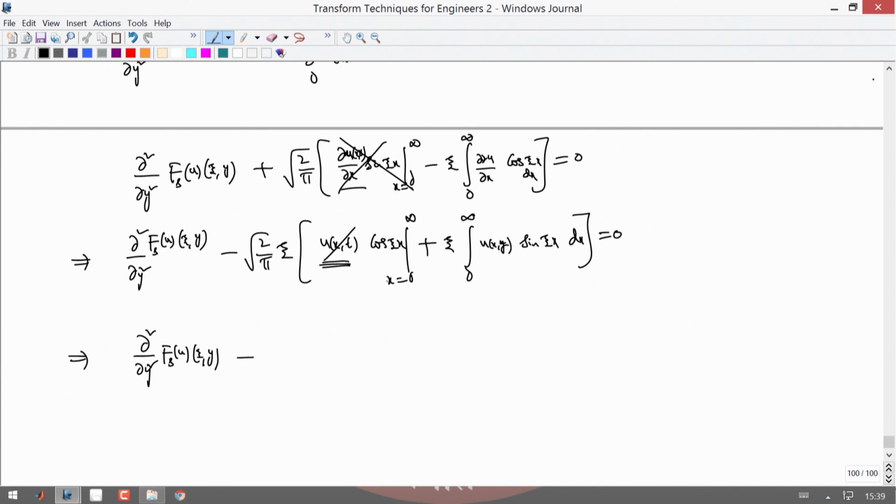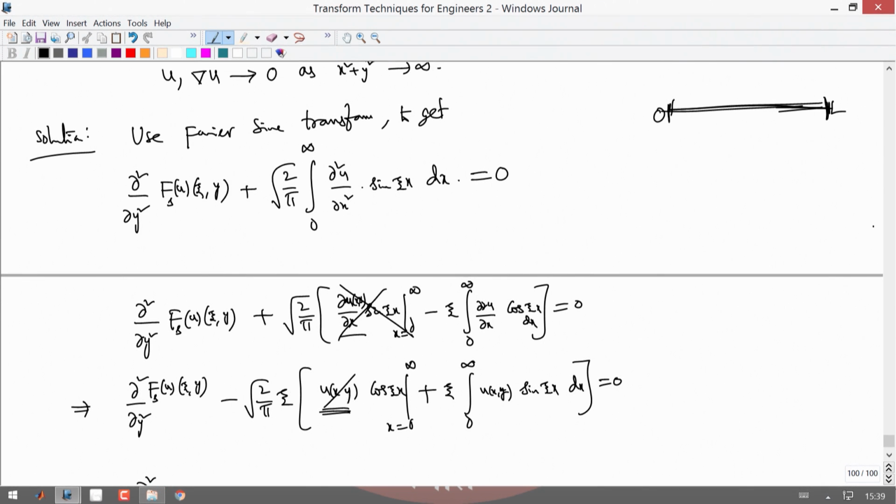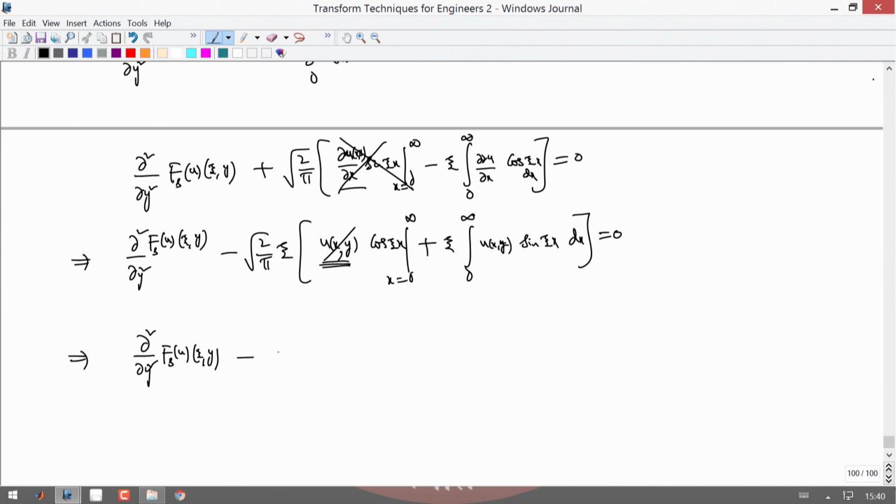So this goes to 0, and you have u x comma y, not t, this is y. So u at 0 comma y is also c. So you have c minus plus root 2 by pi xi c. And then this becomes minus root 2 by pi; this integral will become the Fourier sine transform. So you have xi square times the Fourier sine transform of u of xi comma y equal to 0. If you write this outside, minus this is equal to root 2 by pi minus root 2 by pi xi c.